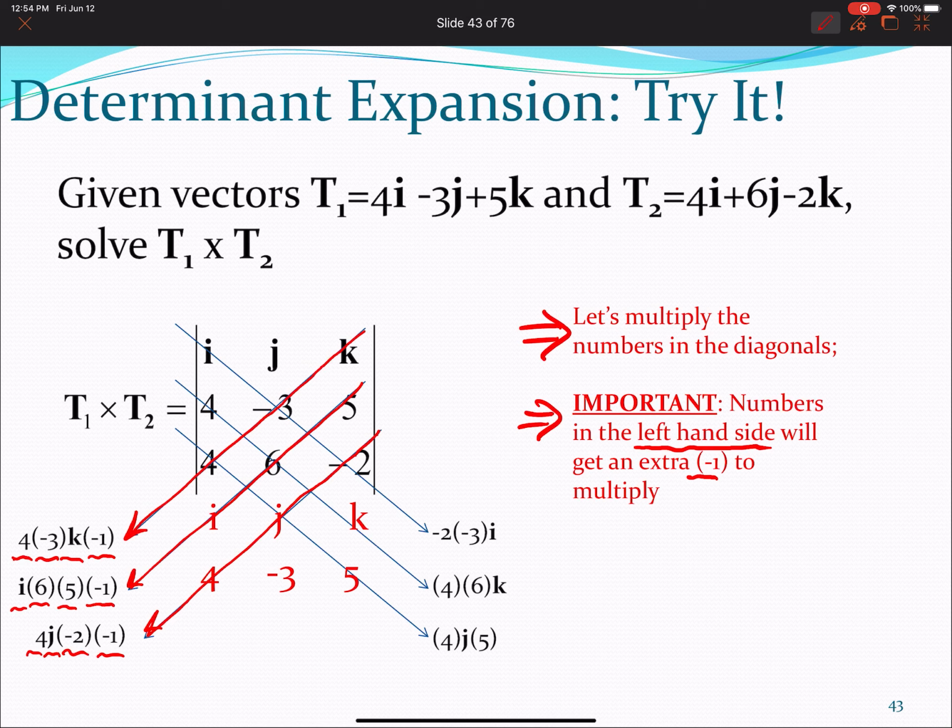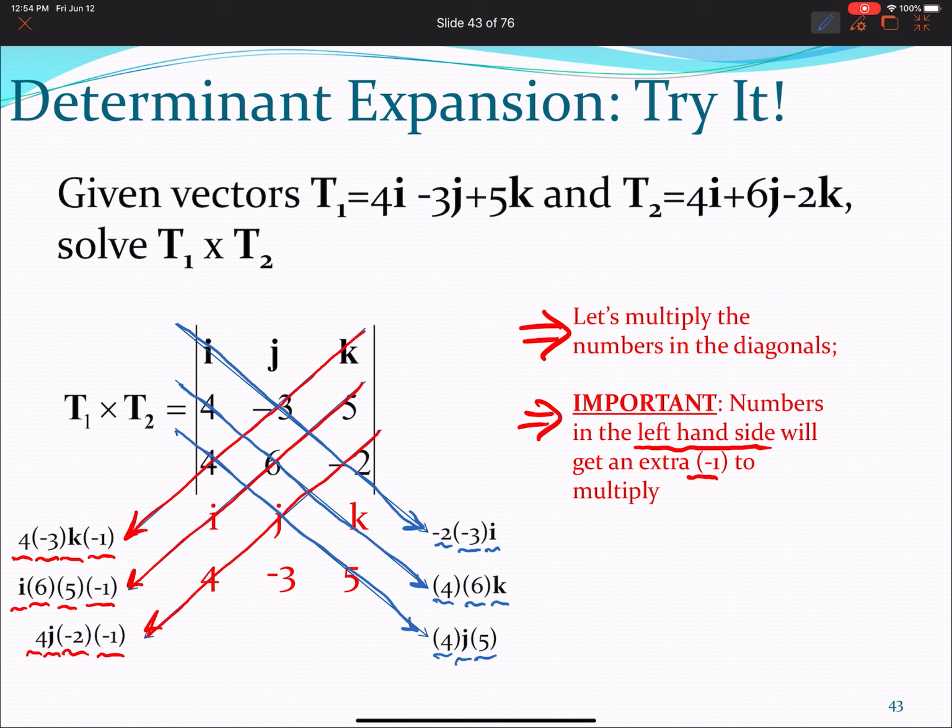And then what about the other side? Let's use blue color over here. So this is minus 2 times minus 3 times i hat times plus 1. I don't even write it. This diagonal over here will be equal to 4 times 6 times k hat times plus 1. And then the last one is equal to 4 times 5 times j hat times plus 1.